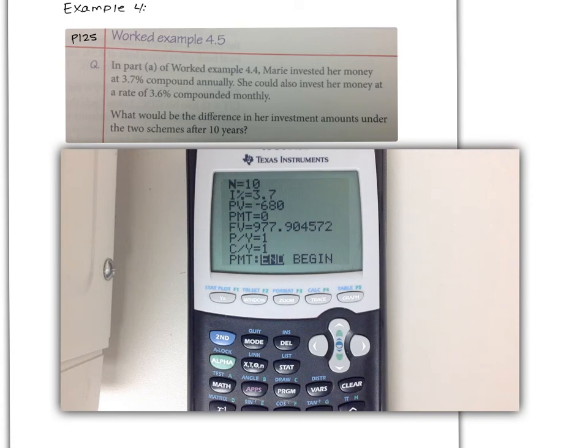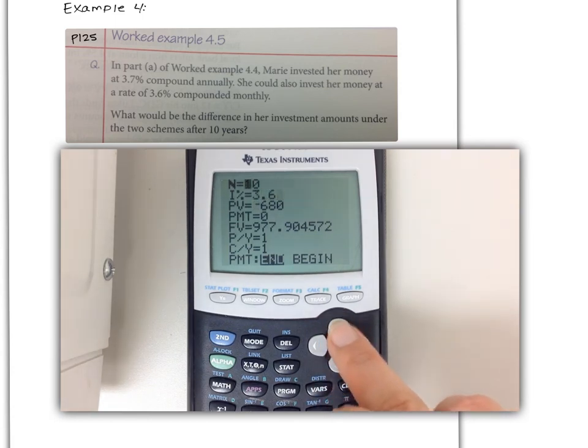Okay, so here is the last part of this problem. In this example, it's asking us, what if Marie has the option, instead of doing 3.7% compounded annually, of doing 3.6% compounded monthly? So we're going to change that percent to 3.6, and it's over 10 years, but they're not compounding it just once a year. They're compounding it monthly, which means 12 times per year. So my C per Y has to change to 12.